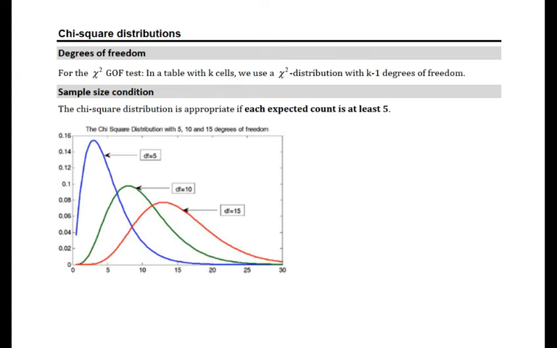We saw from our randomization distribution that we're not working with a bell-shaped distribution anymore. These are generally right-skewed distributions, and again, it's a family of distributions with degrees of freedom, much like what we saw with the t distribution, in a table with k cells, so that means k categories.